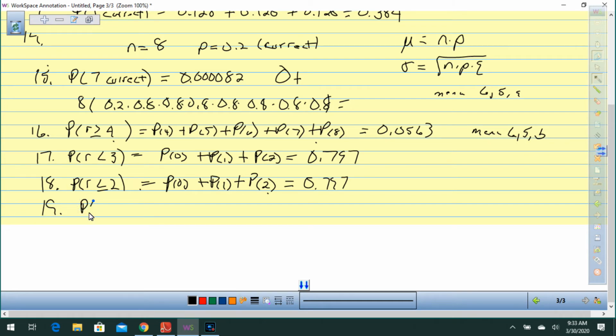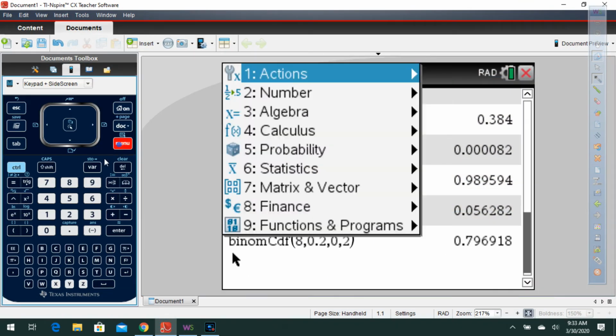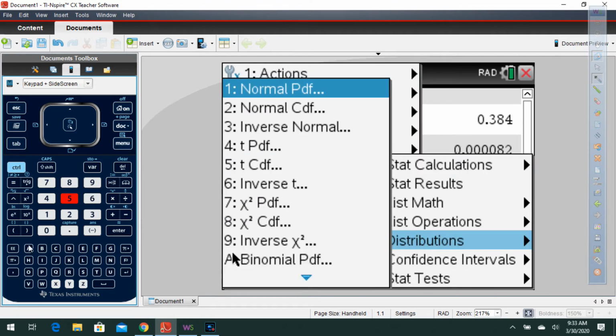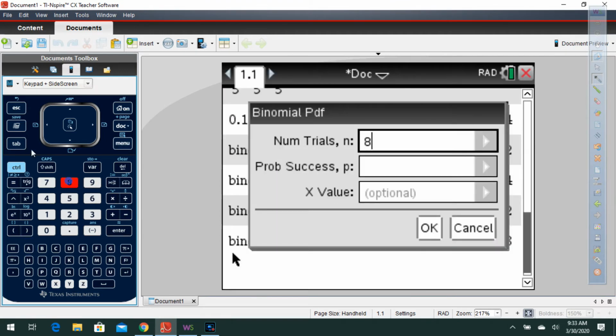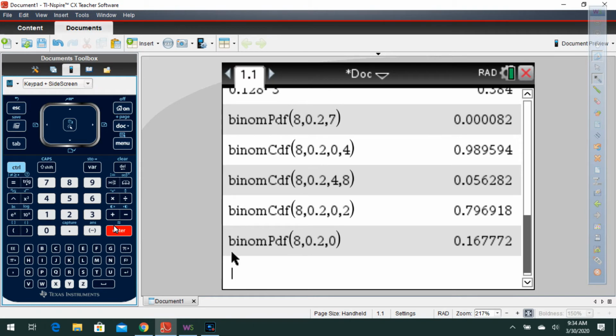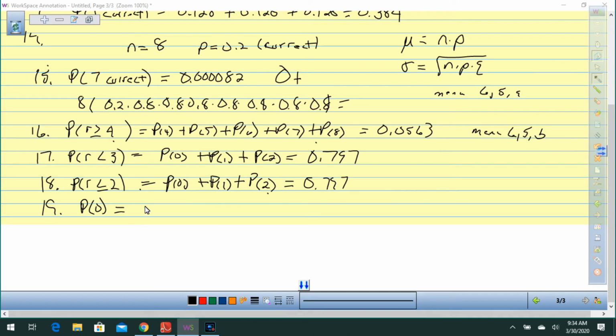Number 19. Find the probability of no correct answers. So that's going to be the probability of 0. And we'll go in here and we'll say menu 6, 5, A, 8, 0.2, and we're going to put in 0. 0.1677. We'll just put in 0.168.